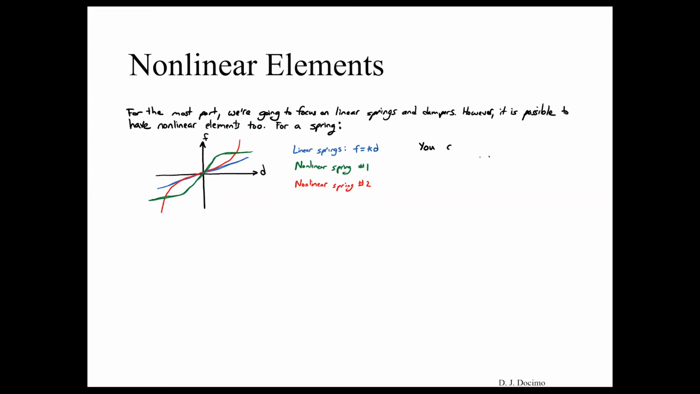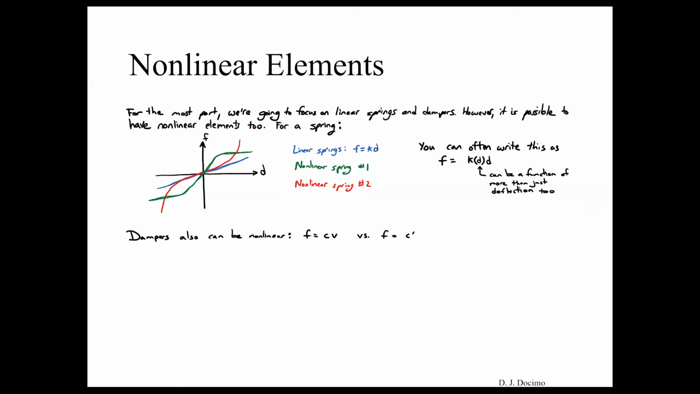So you can often write this as, instead of using Hooke's basic law where we just have K times D, we now have our restoring force F is equal to K, which is a function of D or deflection, times our deflection itself. And this doesn't necessarily need to be a function of deflection or deformation. It can be a function of other things too.